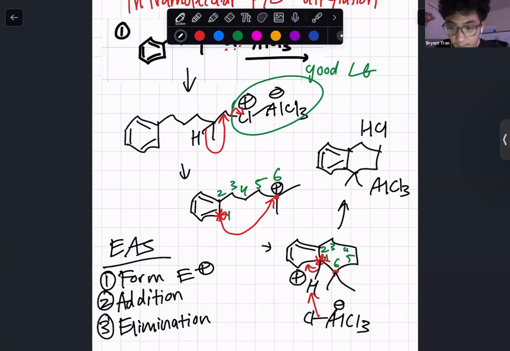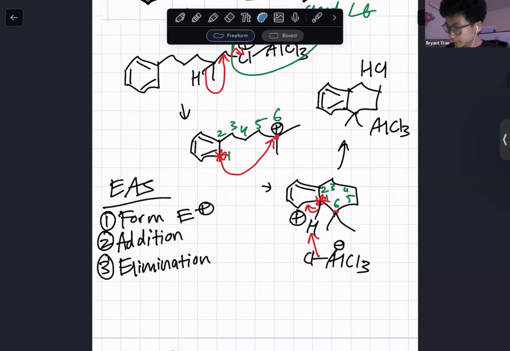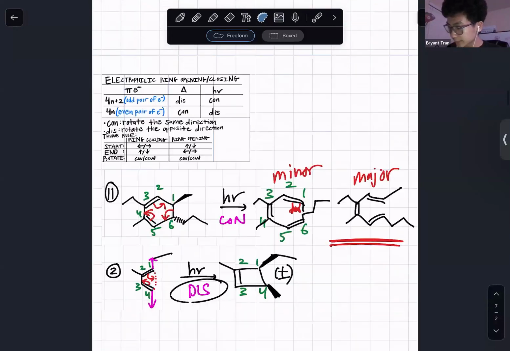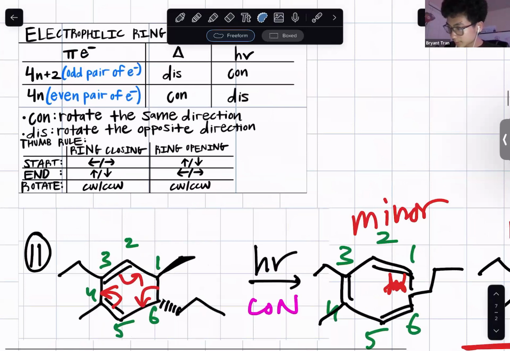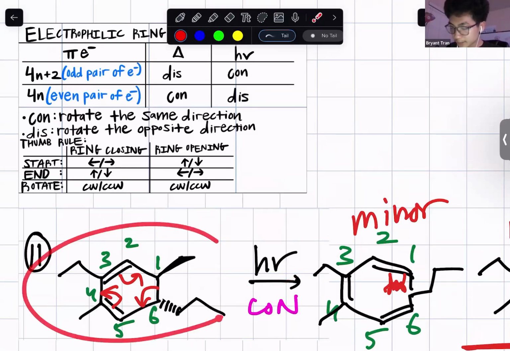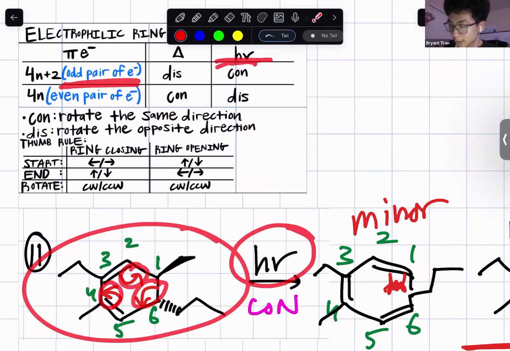For ring opening and closing, can you go over how to tell whether the product would be con or dis? Yeah, so to tell whether or not the reaction will be con or dis, you have to look at how many pairs of electrons are moving and the conditions you're in. So if you see this ring opening reaction here, we see 3 arrows of electrons, which is an odd number of pairs of electrons, and you get this chart right here. And because we are in light, we have conrotatory. So it's all based on this chart right here.